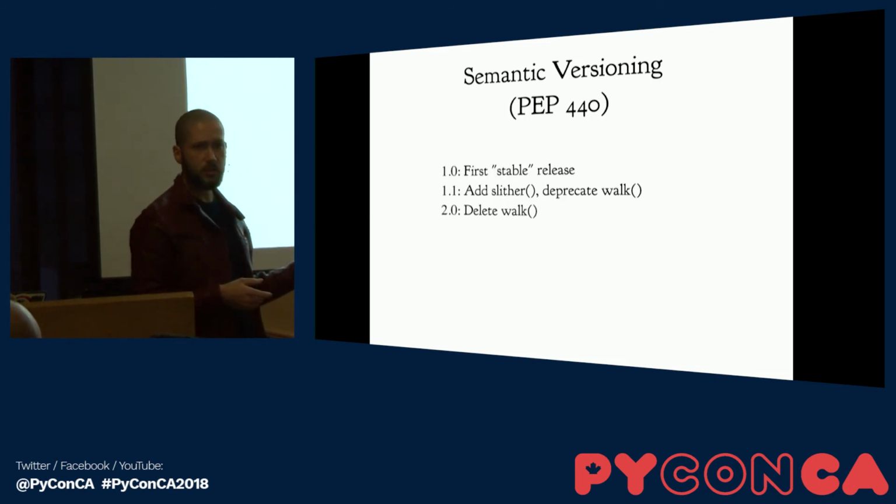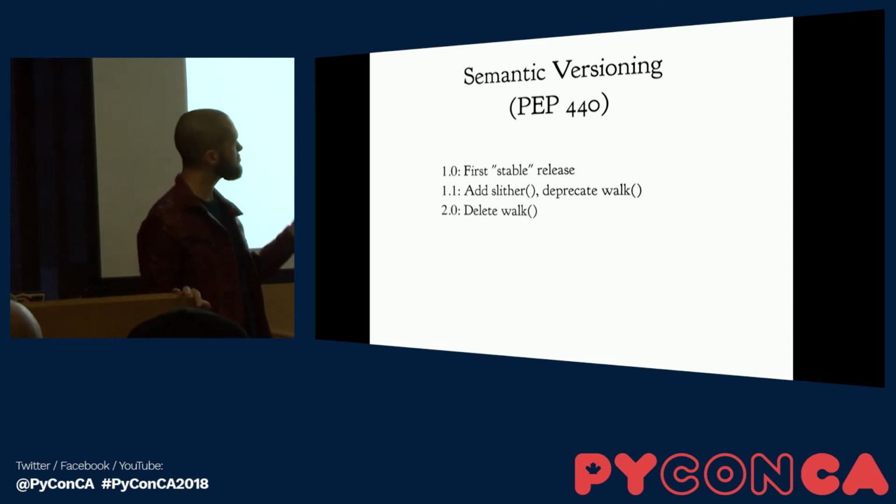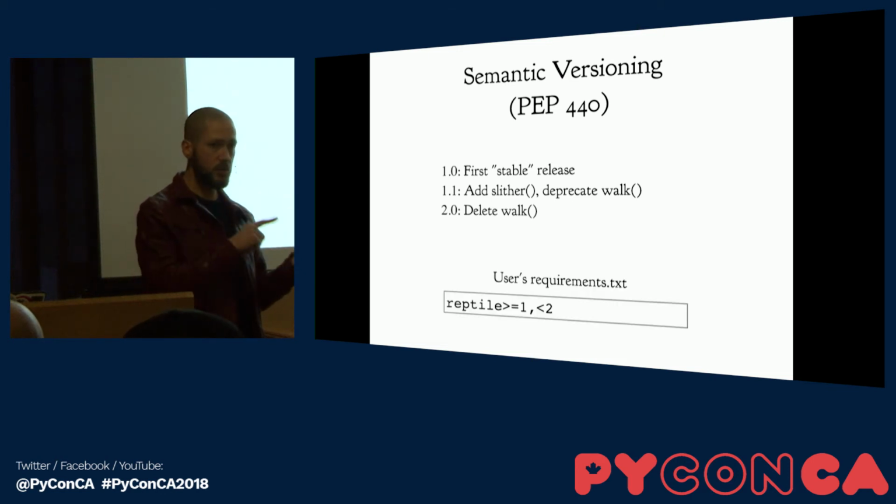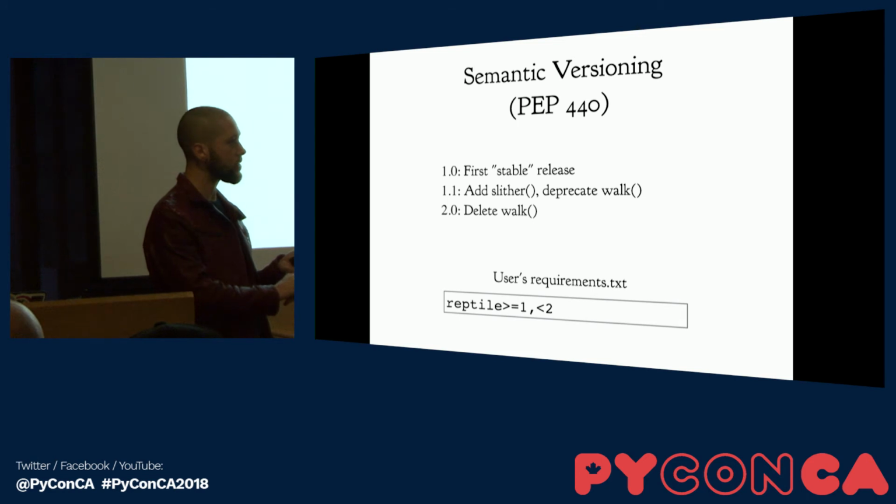The Python flavor of semver is defined in PEP 440, and in this example, you might release 1.0 with the walk method in place. In some minor version like 1.1, you can deprecate walk and add slither, and then in the next major release, you can finally actually delete the walk method. So your users in their requirements.txt can say that they depend on 1.0 and later, but they won't unintentionally upgrade to 2.0 and risk backwards breaking changes that they're not prepared for yet.